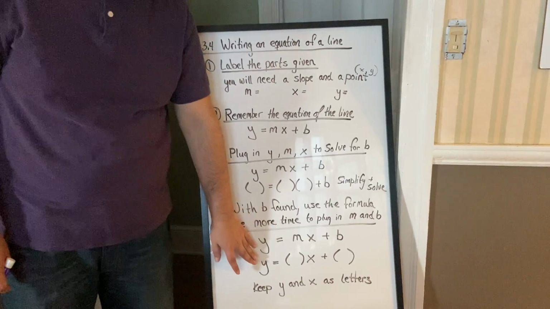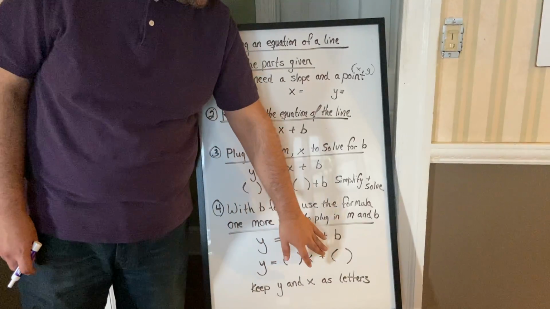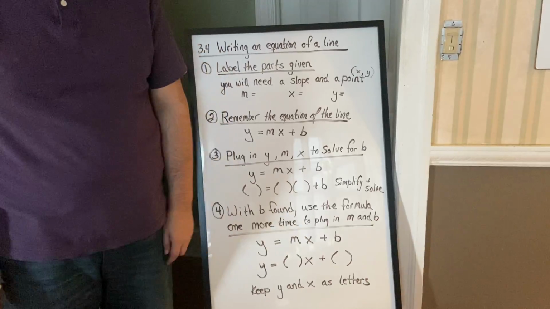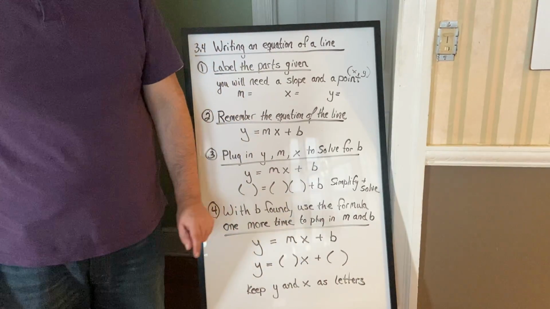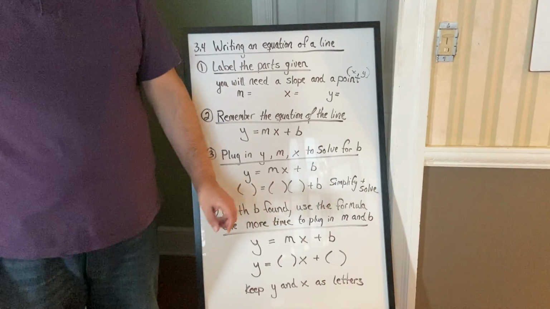So it could be like y equals 3x plus 5. Okay, you have to keep y and x as letters. Do not plug everything in. Okay, so let's take a look at our example.